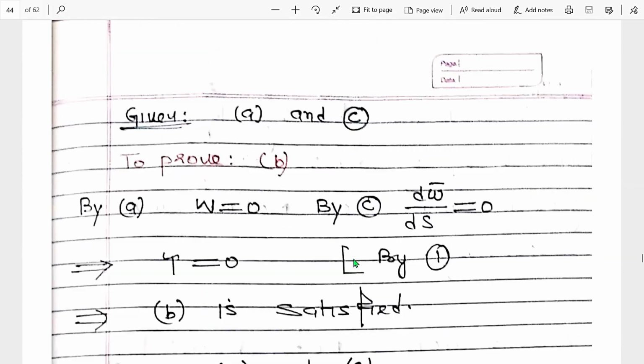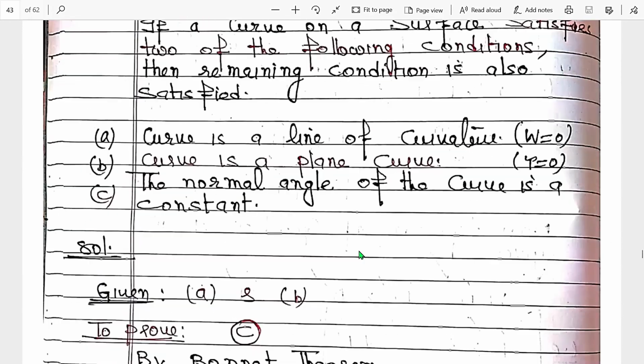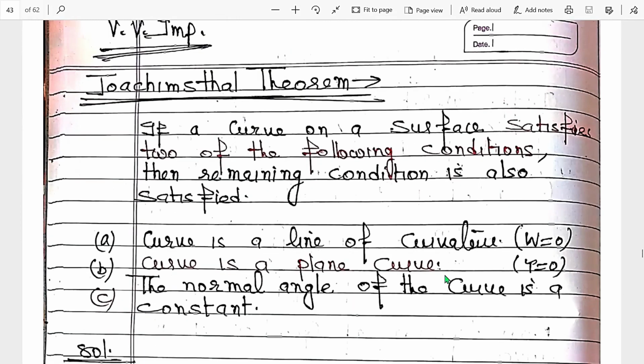This is the proof of this theorem. Basically, in this theorem we only used Bonnet theorem, and Bonnet theorem contains three parts. So if two are zero, then the third will be zero. That is the idea behind this theorem.